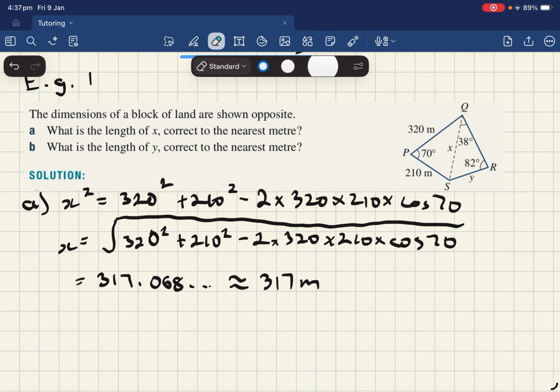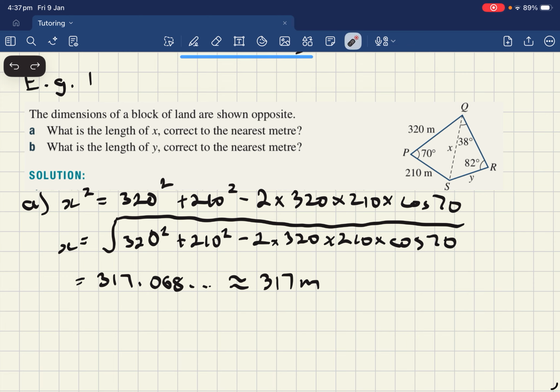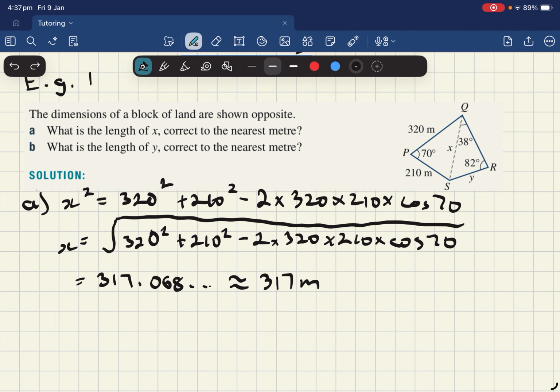Now, part B is following on from part A because with part B now, we are considering the other triangle we see here by splitting the quadrilateral. We are looking at this one here. Now, we notice here that we've been given two angles, 38 and 82, and we have two sides. One of them is the x that we've already found. The other one is the unknown y. So writing this in for part B.